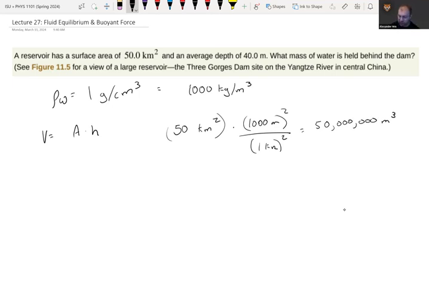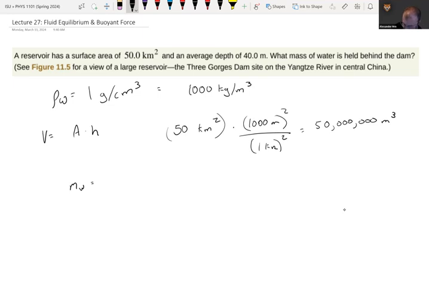All right. So that's just something to keep in mind. When you do that conversion, you do need to be careful with it. You can't just do a straight kilometers to meters because you're dealing with square units, not just linear units.